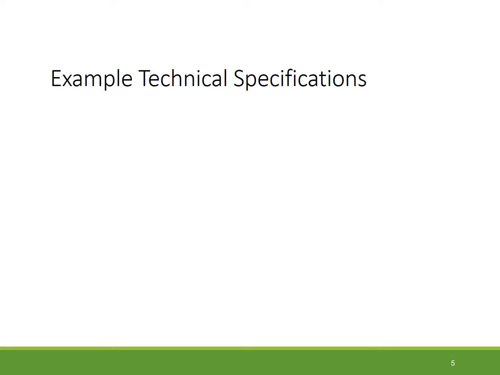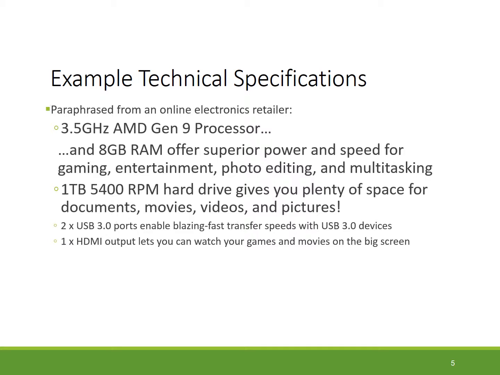Okay, so here is an example of some technical specifications, paraphrased from the online electronics retailer that we just saw previously. Okay, so a 3.5 gigahertz AMD Generation 9 processor, and 8 gigabytes of RAM offering superior power and speed for gaming, entertainment, photo editing and multitasking. Okay, a 1 terabyte, 5,400 revs per minute hard drive gives you plenty of space for documents, movies, videos and pictures. It says it's got 2 USB 3 ports enabling very fast transfer speeds with USB 3 devices, and it's got 1 HDMI output that lets you watch games and movies on the big screen, so you can connect the laptop through to a television, etc.